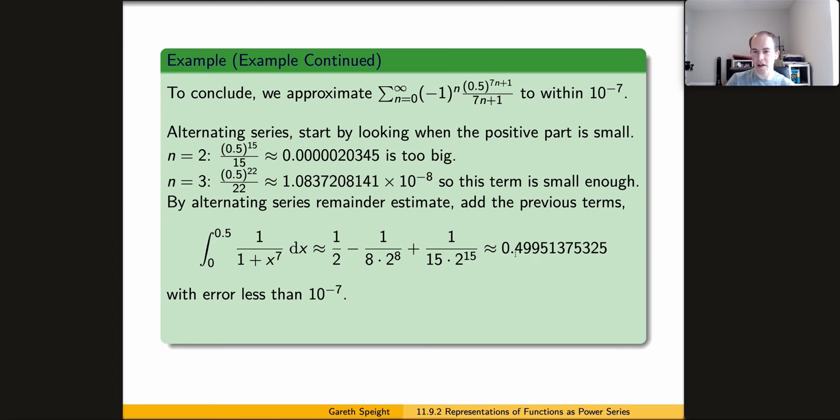So this integral is roughly 0.49951375325 with error less than 10 to the minus 7. Okay, and this is a pretty good piece of information. We might not have an exact answer in terms of logarithms and exponentials and polynomials and square roots. It might not be an exact answer, but with error less than 10 to the minus 7, it's probably going to be pretty good for every application that you might have in mind.